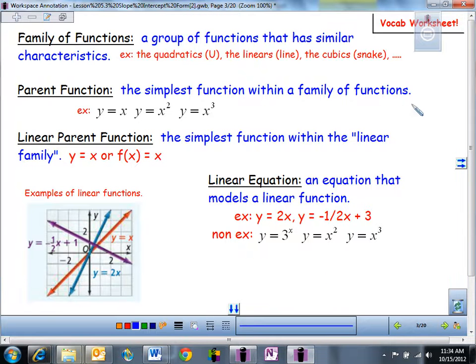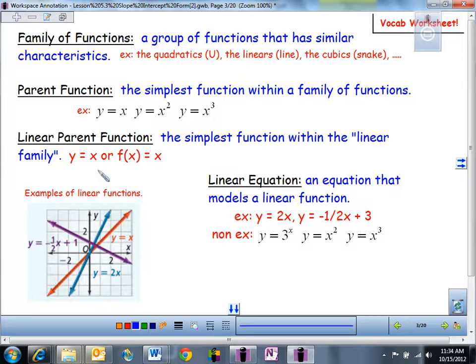So a family of functions is a group of functions that have similar characteristics. We had the quadratics, the linears, the cubics. Remember, I think we called quadratics a cup, the linears a line, and then the cubics we called a curve, or they call it a snake. A parent function is what we started with, so we have y equals x for the most part today. This was our cup, and this was our swirl. And the linear parent function is just y equals x.